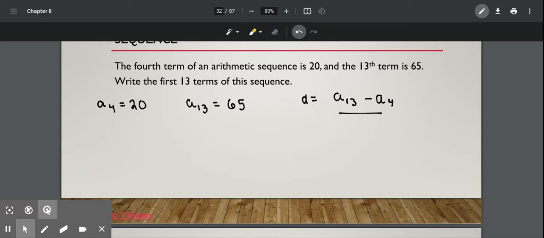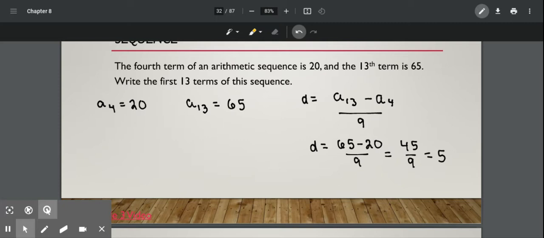So we have 9 terms between 13 and 4. So we'll say the difference is 65 minus 20, divided by 9. 45 divided by 9 gives us 5. So our common difference is 5.